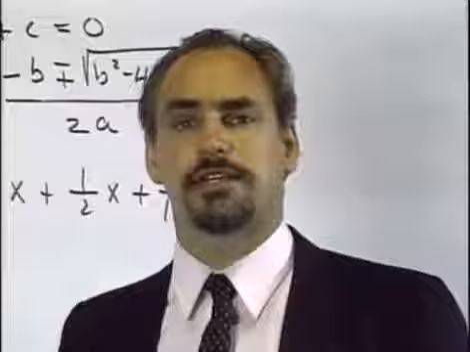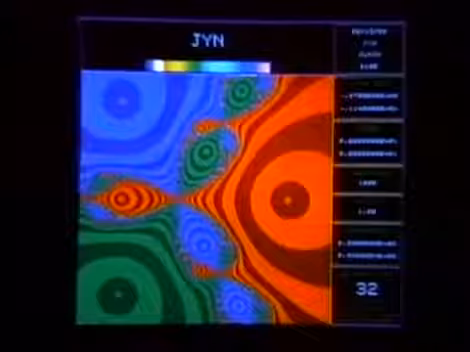Here you see illustrated Newton's method for the polynomial z cubed minus 1. This polynomial has three roots, one in the center of the red eye, one in the center of the green eye, and one in the center of the blue eye. If you start your seed in any green region, red region, or blue region, you will converge to the root corresponding to the same color.